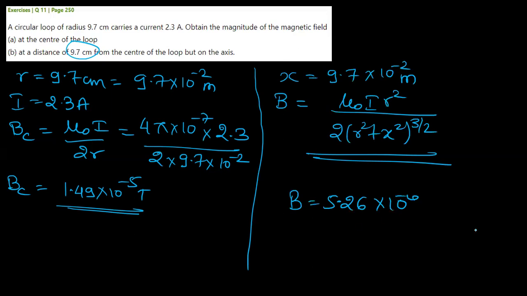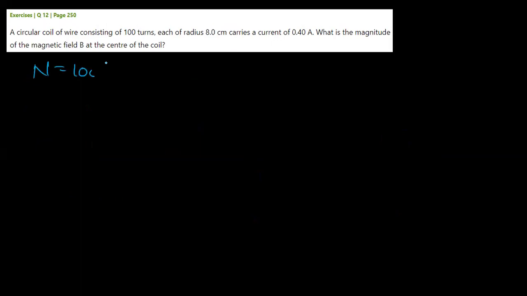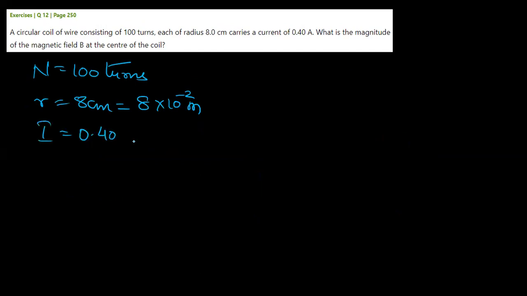10 to the power, that will be your final answer. A circular coil consisting of 100 turns, n is given 100 turns, each of radius 8 centimeters. Converted to meters, 8 into 10 to the power minus 2 meter, radius is given to us. If a current of 1 ampere passes through it, what will be the magnetic field at the center?